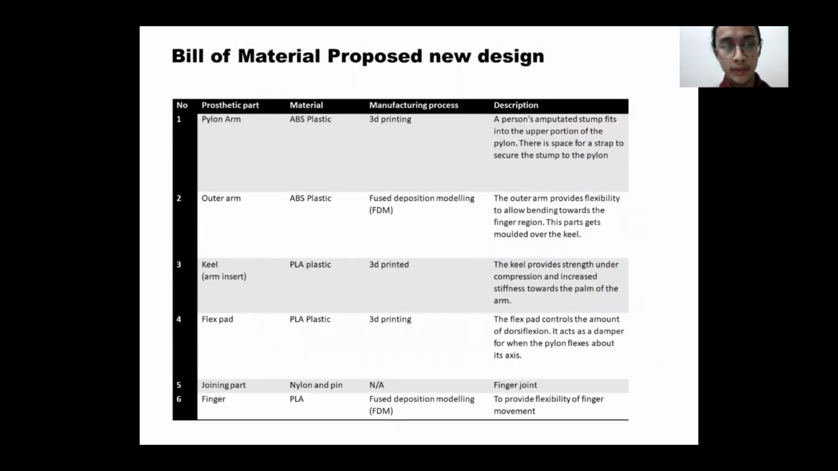This is the bill of material of the newly proposed design. For the new proposed design, the materials used are ABS plastic, PLA plastic, and nylon, and the manufacturing process is basically 3D printing, fused deposition modeling. That's all for the bill of material of the proposed new design.